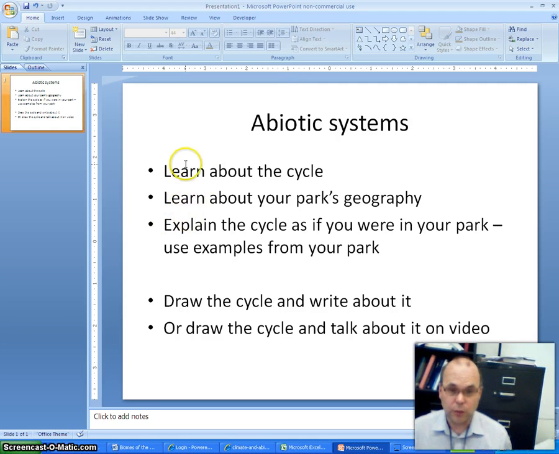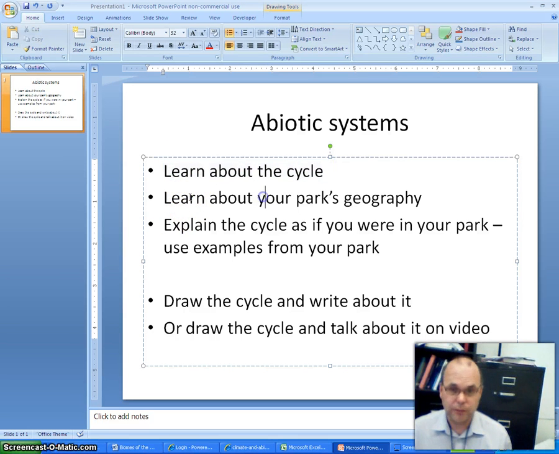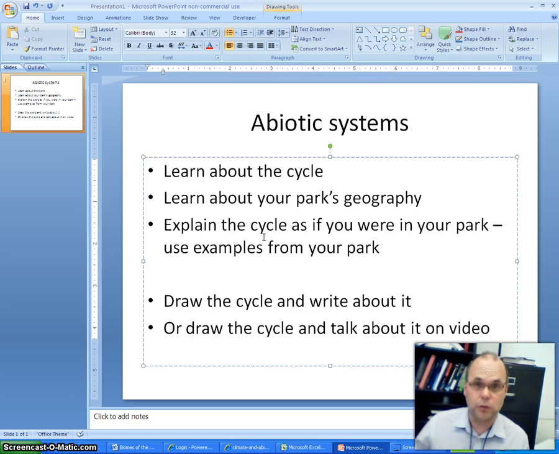Then, once you know what the cycle's all about, and you know what your park's all about, I want you to explain the cycle as if you were there. Pretend you were standing there explaining the water cycle, and use some examples. Maybe find out what the river's called, or find out what the ocean's called. Use some examples from your park, and present it with a drawing.